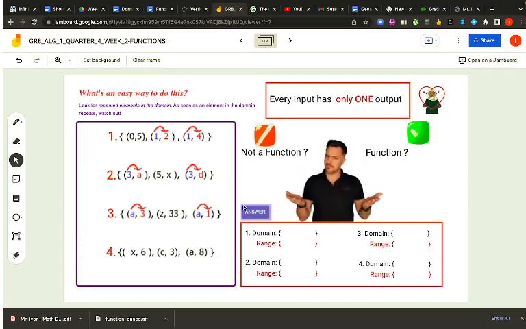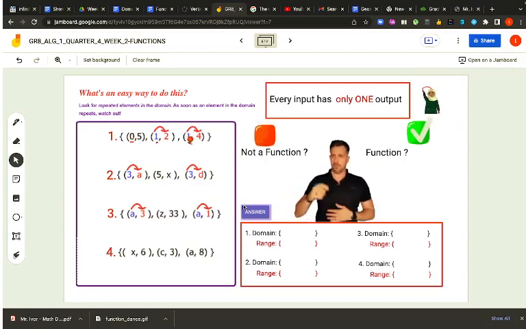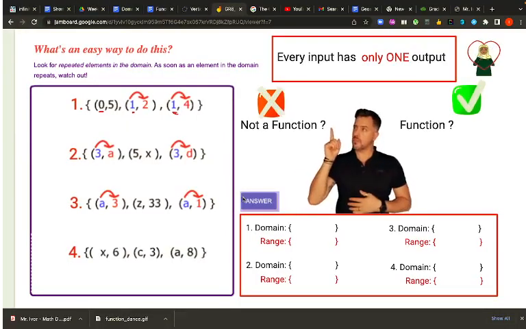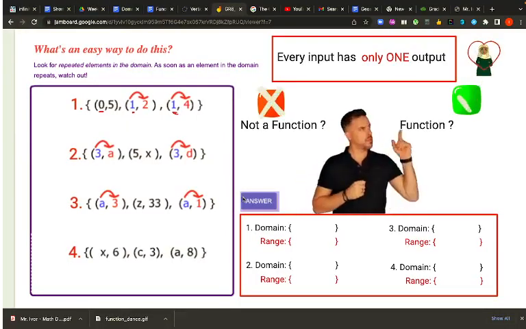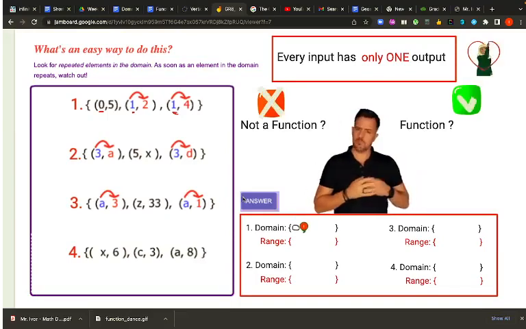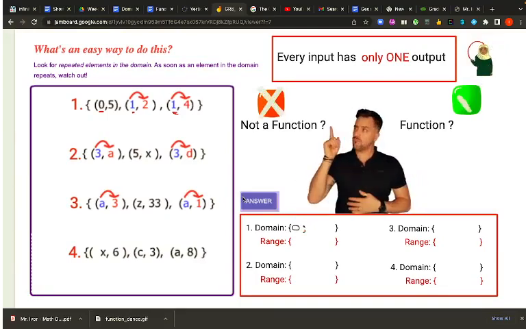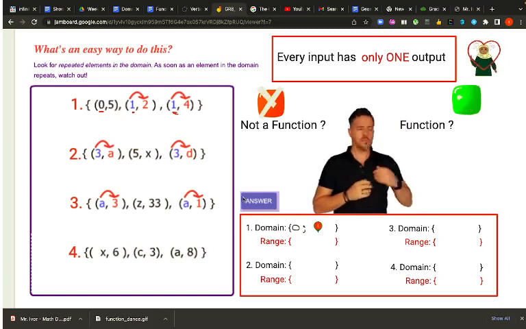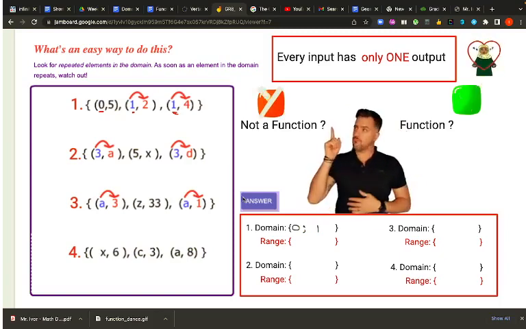The domain for number 1 will be all of these x values, so 0, 1, and 1. But I'm not going to repeat the ones that appear more than once. I'm just going to write it down: 0 and 1. What about the range? The range will be all the y values, so we have 5, 2, and 4.